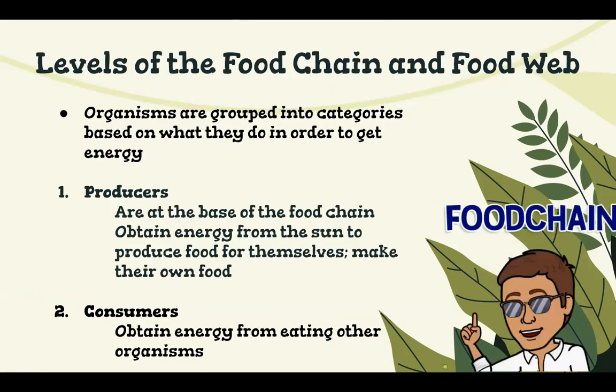Levels of the food chain and food web. There are two different categories that we group these organisms into. Producers. Producers are the base of the food chain, as Lexi stated. They obtain energy from the sun and make food for themselves using photosynthesis. Consumers is the second category. They obtain energy from eating other organisms.